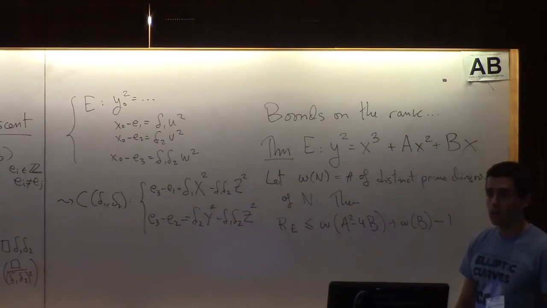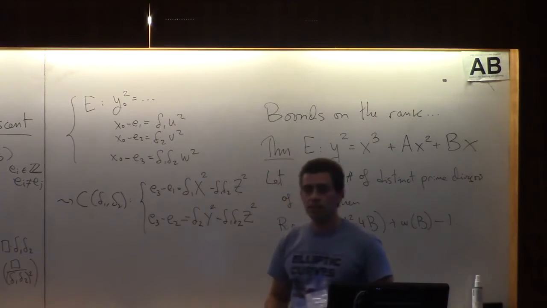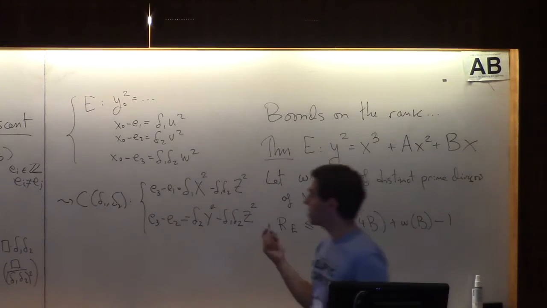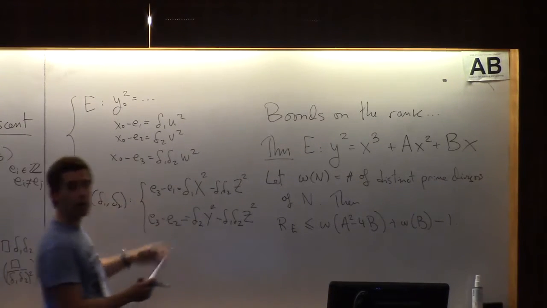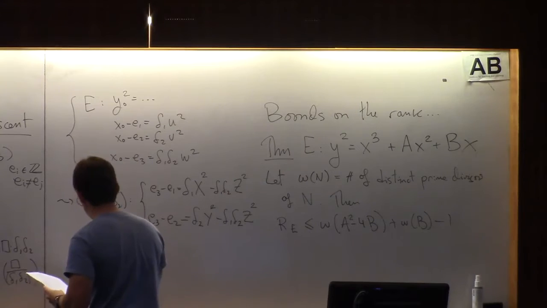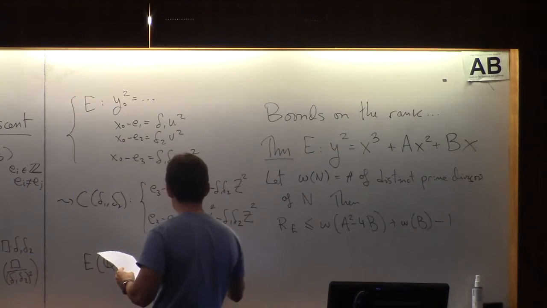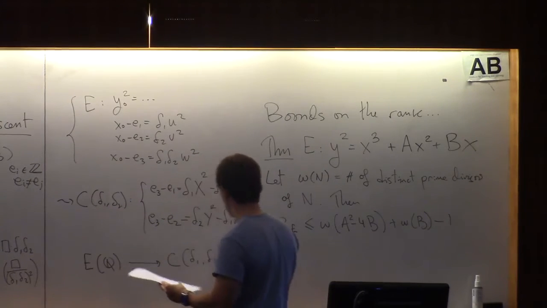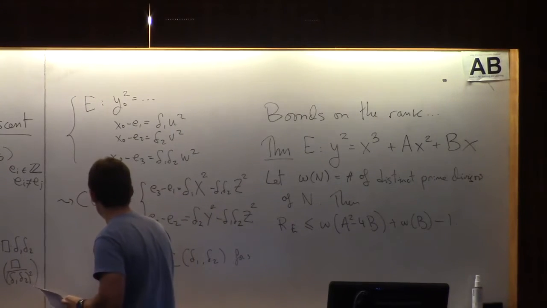Okay. So you see, for each delta 1 and delta 2, I have one of these spaces. But if I started with a point x naught, y naught, an actual rational point, I can carry this through and find what delta 1 and delta 2 are, and that will give me a point in here. So E(Q) actually maps to C delta 1, delta 2 for some delta 1, delta 2.